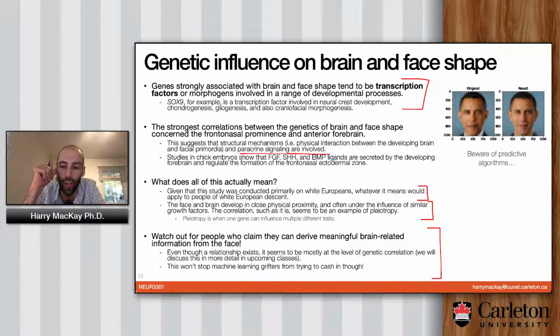So beware of that. We'll talk about genetic correlation in an upcoming class, so you'll hear more about it then.